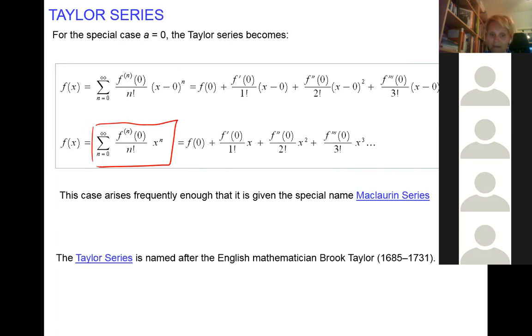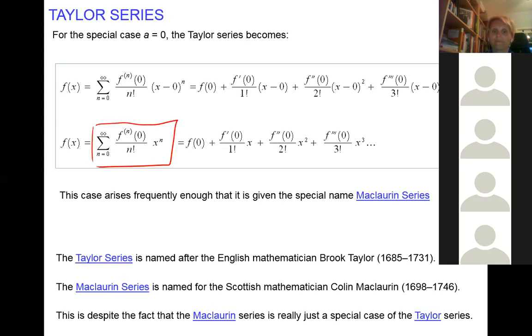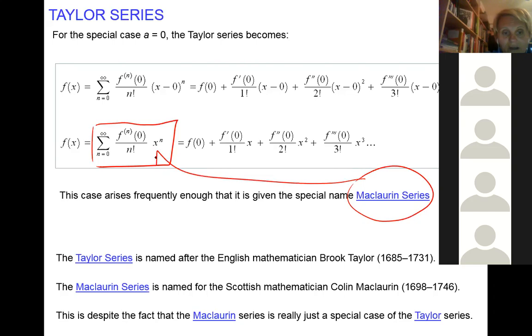Okay, let me show you. If the center is any number, even if it's 0, we can still say it's a Taylor series, but we call the special case the Maclaurin series. The Taylor series is named after the English mathematician Brook Taylor. The Maclaurin series is named after the Scottish mathematician Colin Maclaurin. We just call it a special case of the Taylor series: Maclaurin is centered at 0, and Taylor at any center.